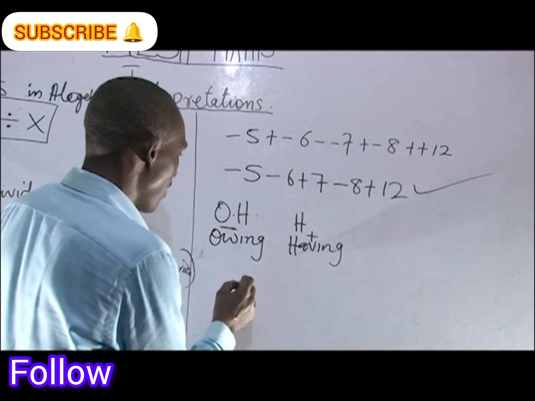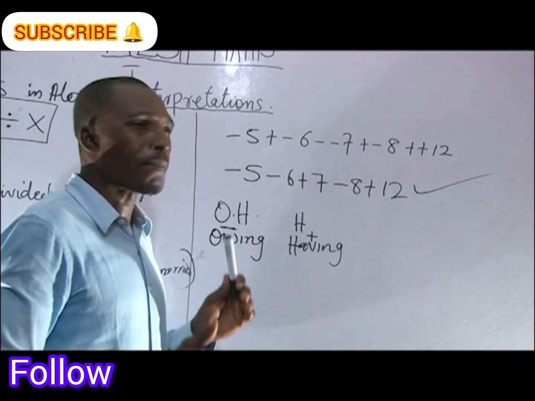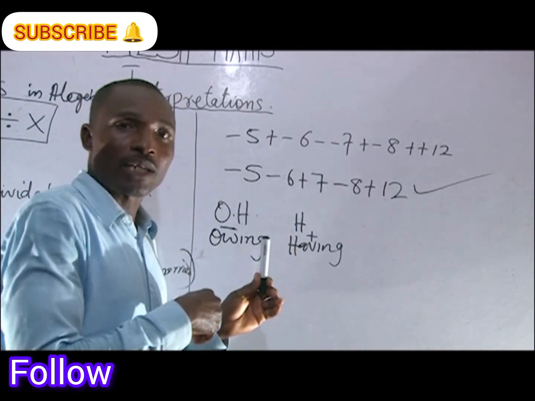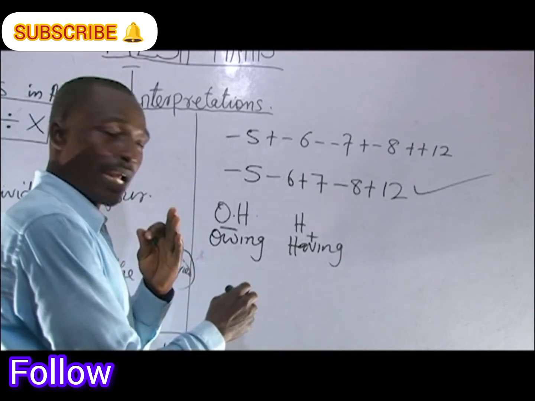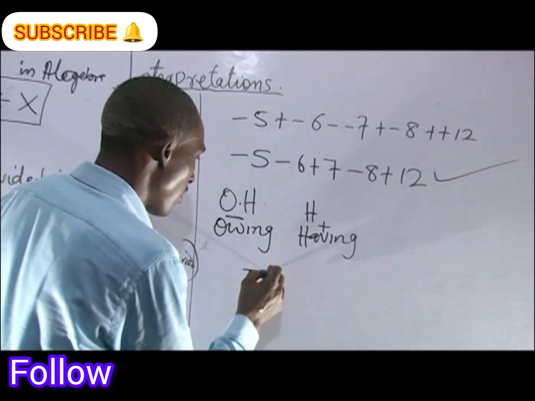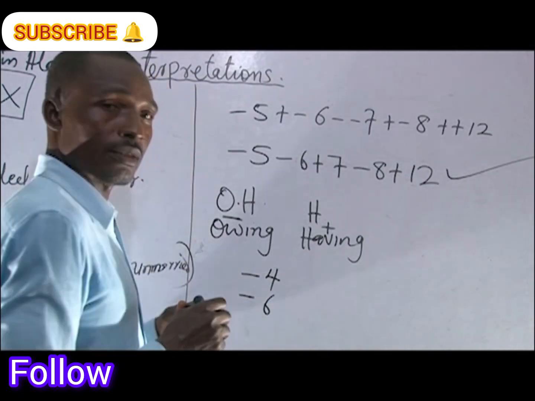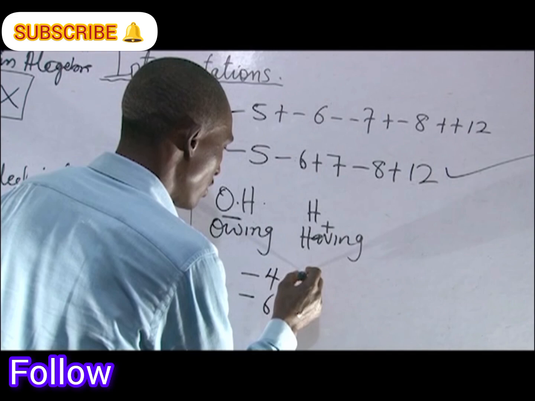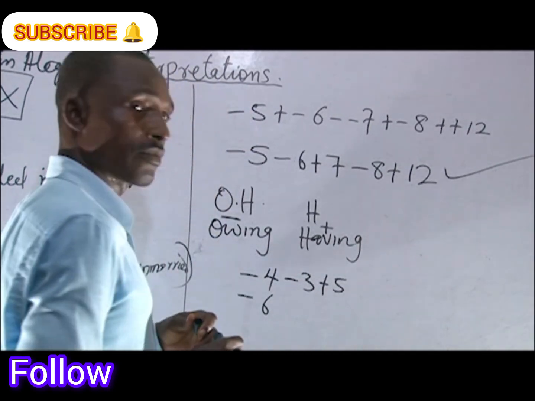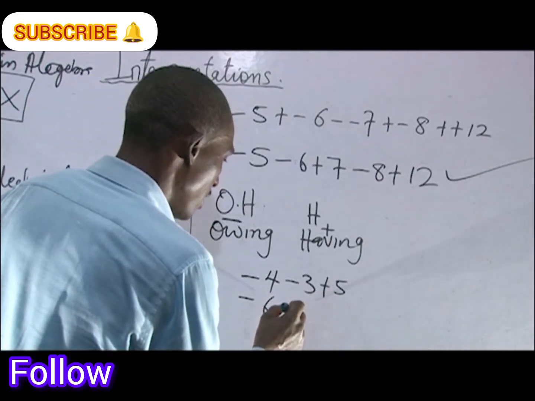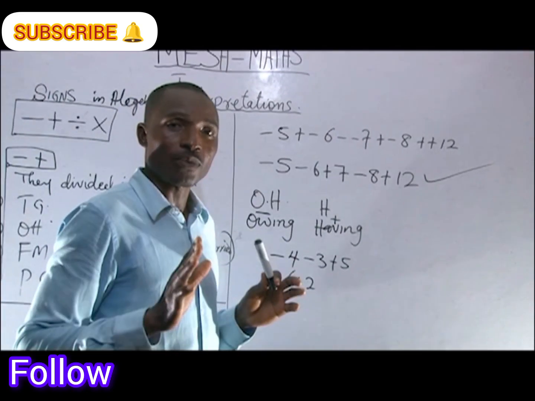Now, here we have this. In this place, you don't mention minus. That's our language. You don't say minus. We go back to our listen. It's called owing. So let's look at this. Use our language. Owing 4. Do you hear it? Owing 6. Owing 3. Having 5. Having 2. That is the language. That is the language of truth.